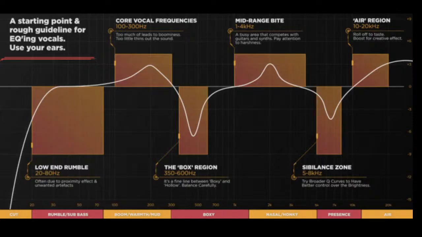And then you have the sibilant zone, 5 to 8 kilohertz. Try broader Q curves to have better control over the brightness. A little tip there. And then you have the last region, which is the air region, 10 to 20 kilohertz. Roll off to taste, boost for creative effects. So there's a couple starting points there. Hopefully you guys find that helpful.